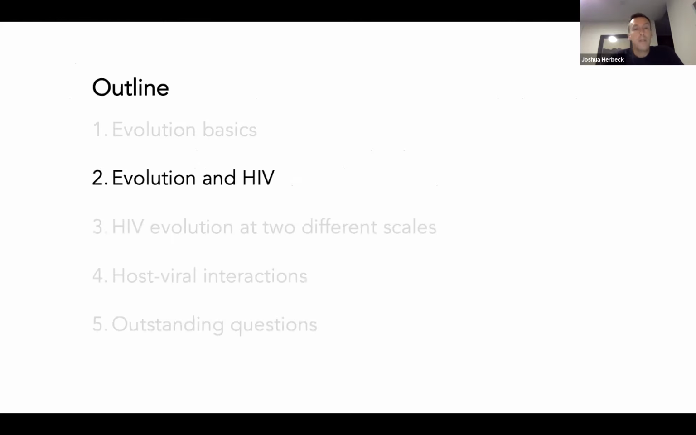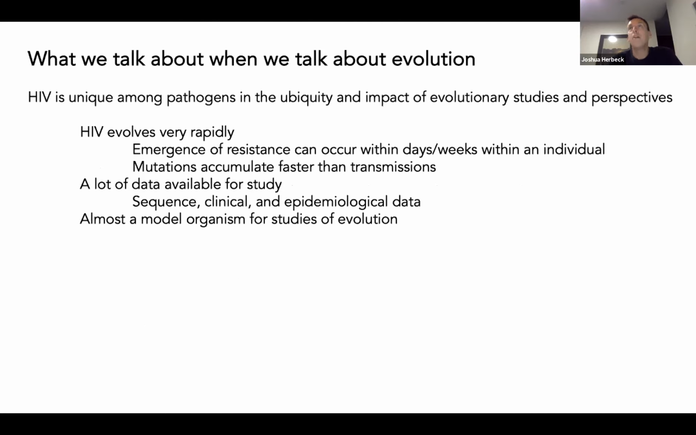So now I'm going to move on to evolution and HIV in particular. I apologize that this is probably quite background knowledge for, I would assume, all of you, but if it's not, that's great. I think that HIV is unique among pathogens in how often evolutionary studies are done, and how integral they are to clinical practice and public health action.